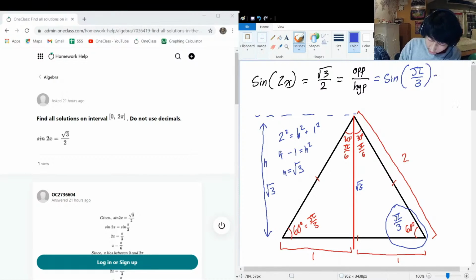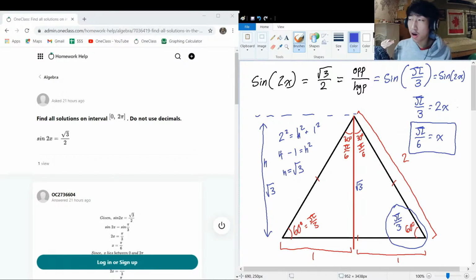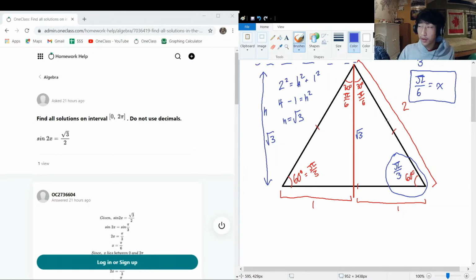Which means that since we know that sine pi over 3 is equal to sine 2x, we can get rid of the sines and we'll just have pi over 3 equals 2x, and we can divide both sides by 2 to get x on its own. So we'll have pi over 6 is equal to x. That's going to be our base angle, but we have to think about this in the bigger picture.